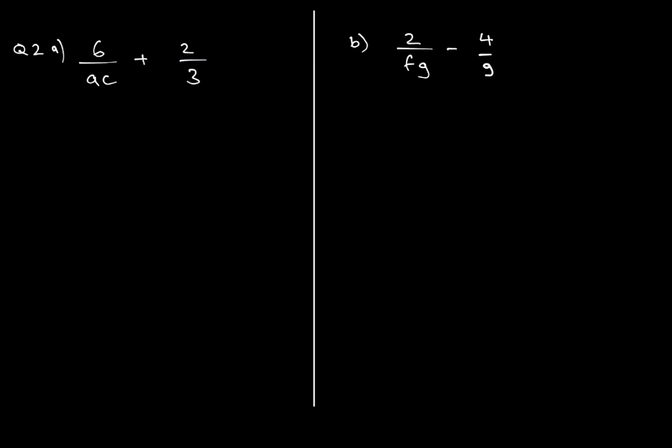Question here where we have algebra in the denominators, but we have to remember the golden rule of addition or subtraction of fractions, and that is make sure that the denominators are the same. So what we're trying to do is find a common multiple between AC and 3. The easiest way is just to multiply them together. So I'm going to multiply AC by 3. I've got to do the same to the numerator, and I'm going to multiply 3 by AC, and I have to do the same to the numerator there. Now I can just work this out individually. So I do 6 times 3, which is 18. AC times 3 is 3AC.